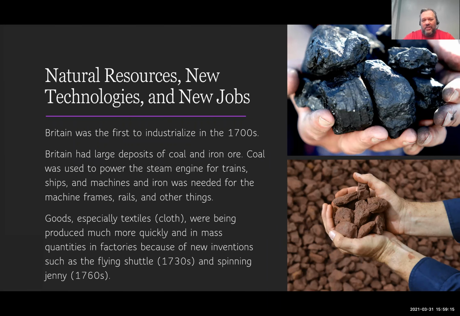Now, a couple of reasons that the industrialization took off. Obviously, natural resources, new technologies, and new jobs. And so we have some of the natural resources they're able to exploit now. This would be iron ore, and that's coal. And so when we look at Britain, this is where it really took off. They were the first to industrialize in the 1700s, and they had large deposits of these things. Okay, and it was used for steam engines, for trains and ships, and all this kind of stuff.